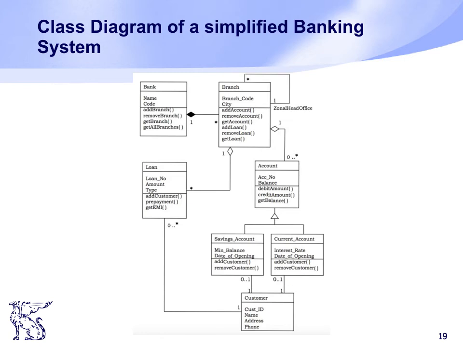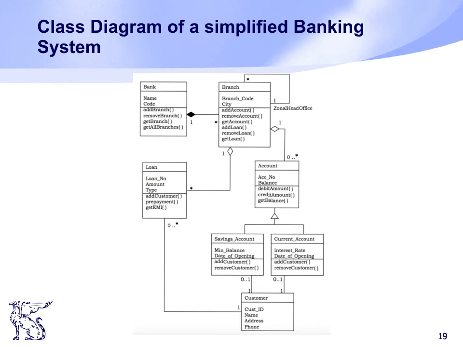What a bank usually has is many branches. So you will consider some branches. In each zone, one branch is considered as the zonal head office that supervises the other branches in that zone, and each branch can have multiple accounts and loans, right? An account could be either a saving account or a current account, and a customer may open both a saving account and a current account.